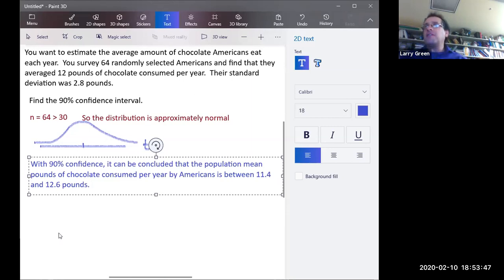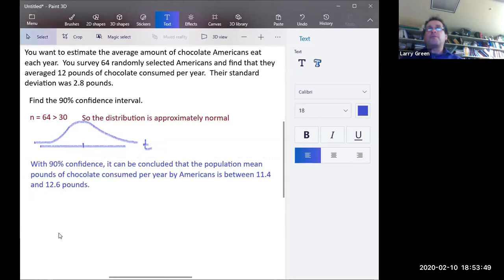Any questions on this example? Any questions? Easy enough?